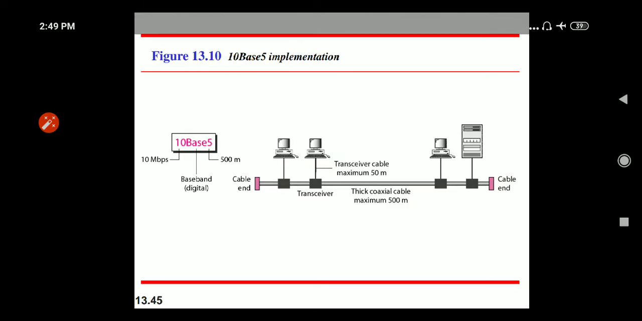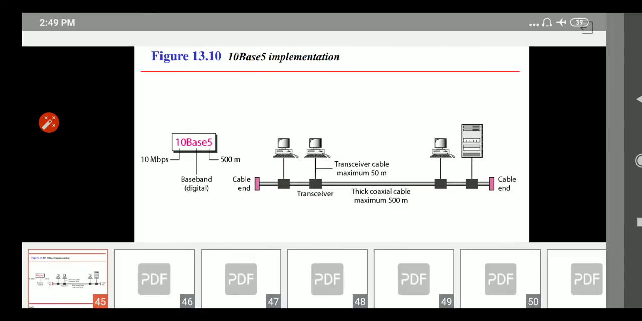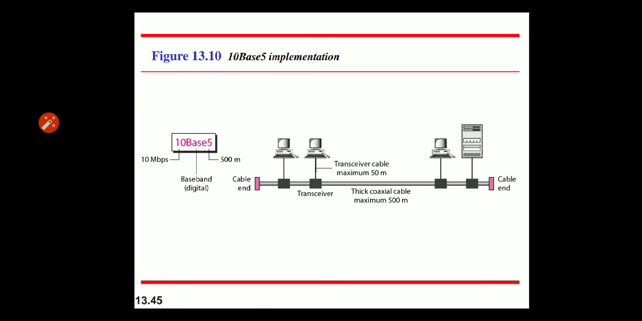First we see the 10Base5 implementation. 10Base5 is a thick Ethernet. The first implementation is called 10Base5, and it is also called thick Ethernet or thicknet. The nickname derives from the size of the cable, which is roughly the size of a garden hose and too stiff to bend with your hand.